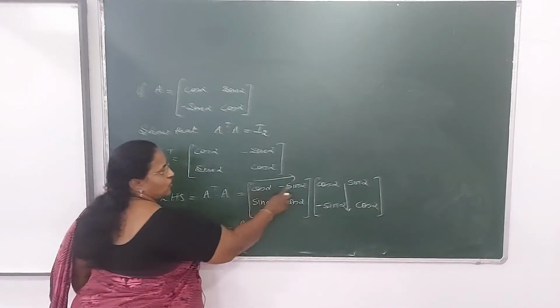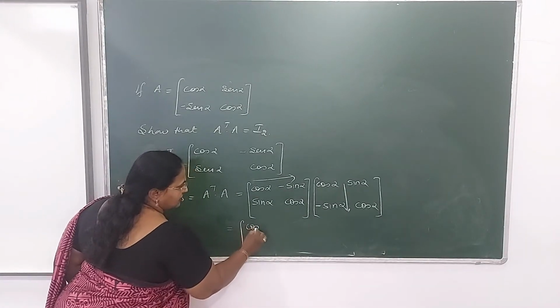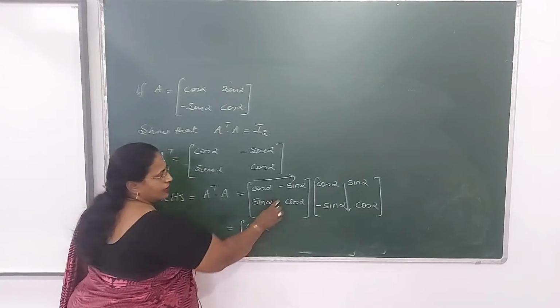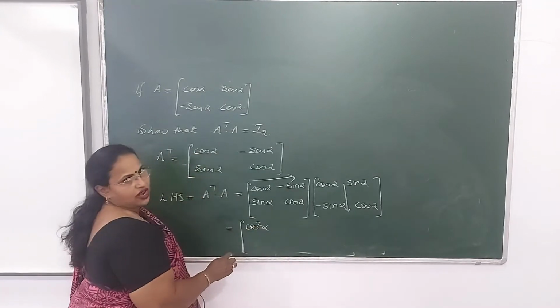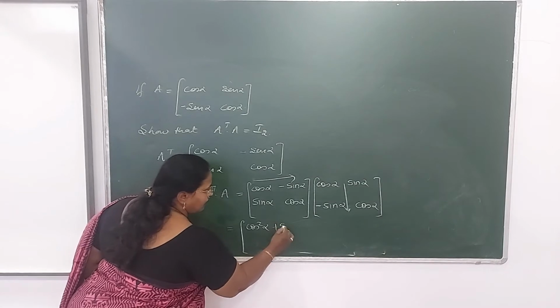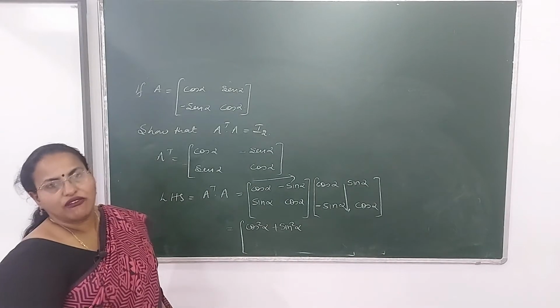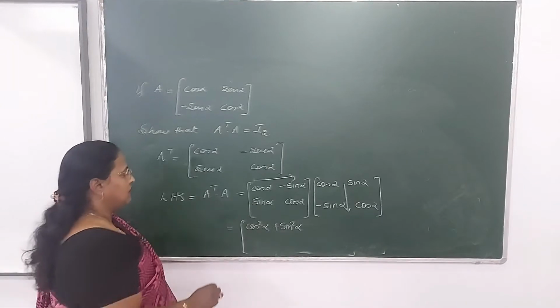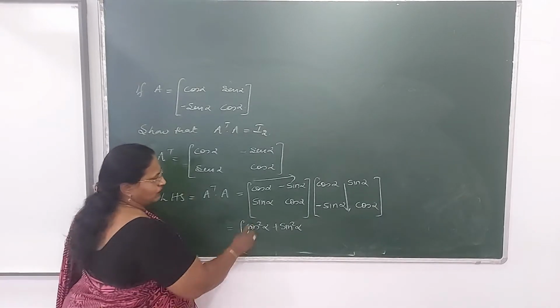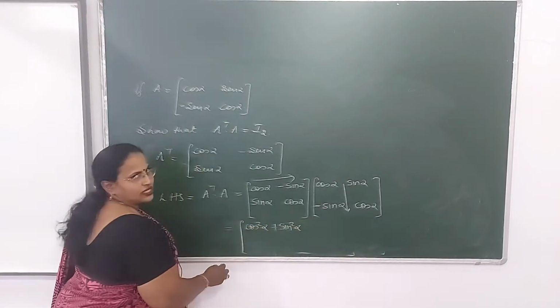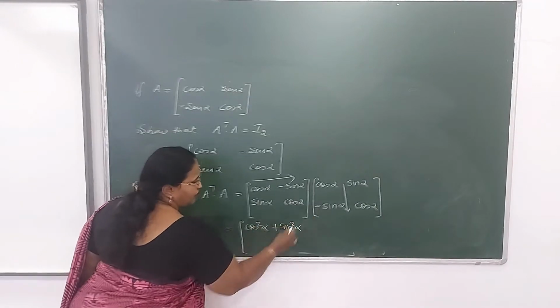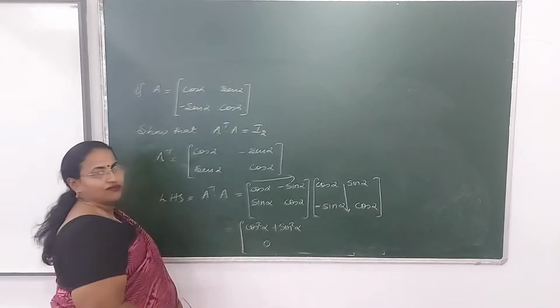This is cos alpha into cos alpha. It is result cos square alpha, minus sine alpha into minus sine alpha, it's plus sine square alpha. So cos square alpha plus sine square alpha will give 1. Likewise, move to the second row. Sine alpha into cos alpha minus cos alpha into sine alpha, that will give 0.